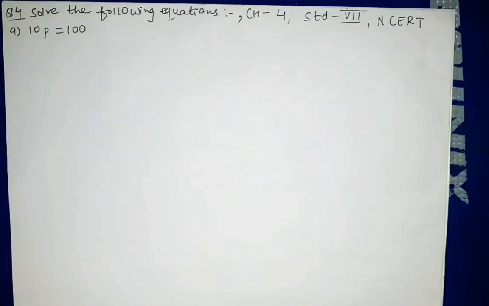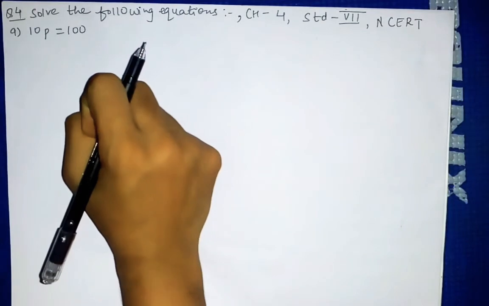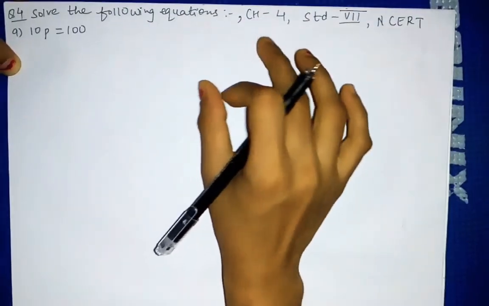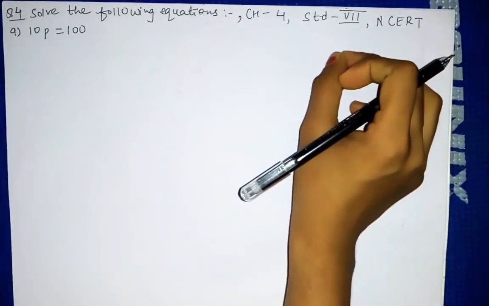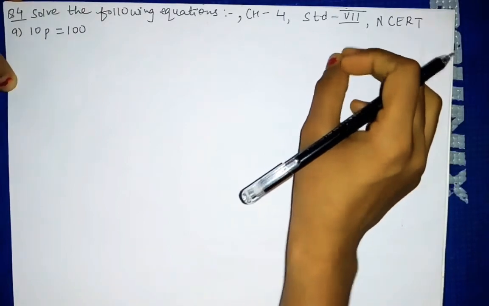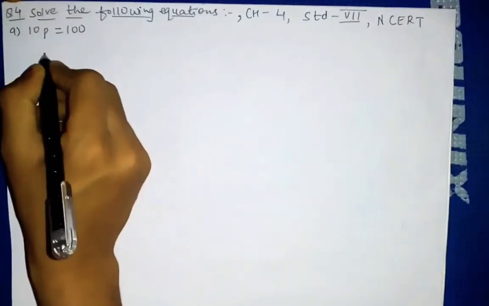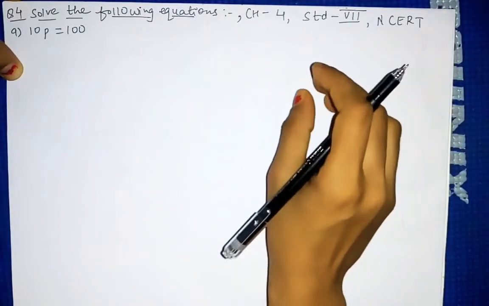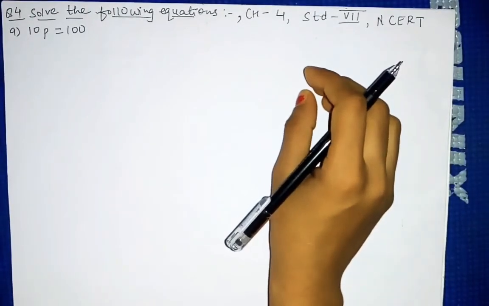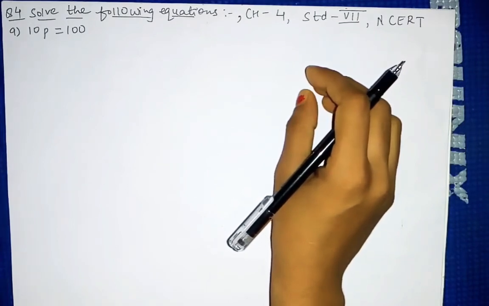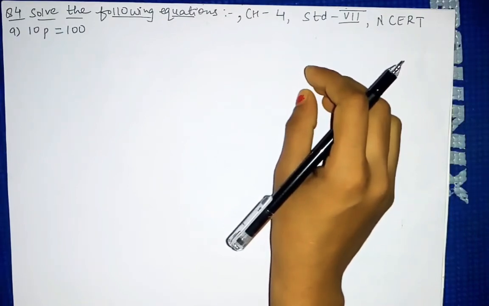Hello everyone. Now we will start question number 4 of exercise 4.2, chapter 4, simple equations, of standard 7th. Question number 4 is: solve the following equations. Again an equation is given to us and we have to solve it and get the value of the variable. In previous questions, in question number 1, 2 and 3, we did the same thing but we wrote the steps. The question was to give the steps and then solve.